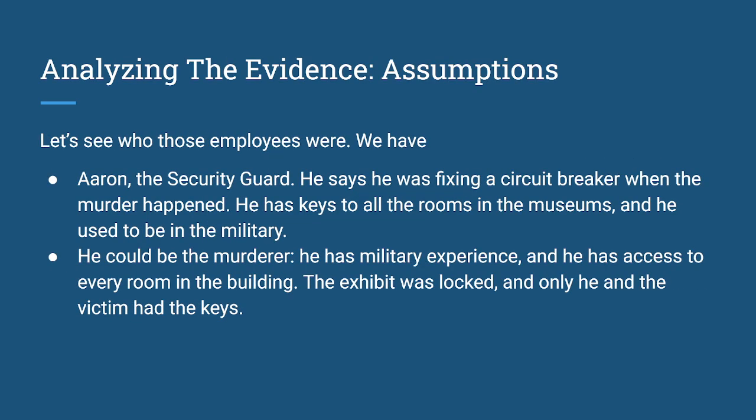Then I would model how I would analyze the evidence by looking at all the different suspects. Let's see who the employees were. We have Aaron, the security guard. He says he was fixing a circuit breaker when the murder happened. He has keys to all the rooms in the museum, and he used to be in the military. He could possibly be the murderer. He has military experience, and he has access to every room in the building. The exhibit was locked, and only he and the victim had the keys.